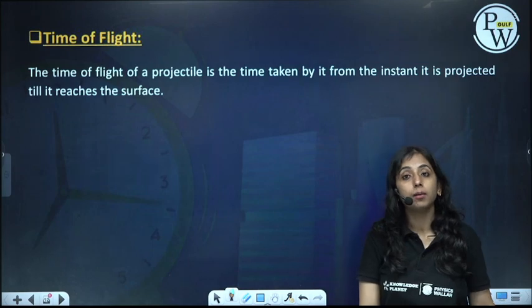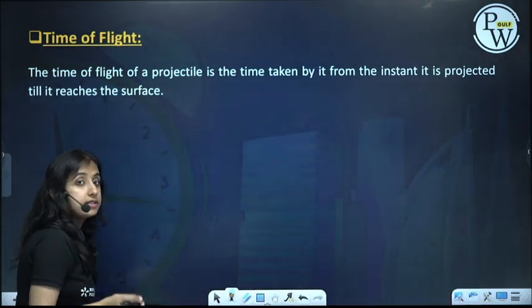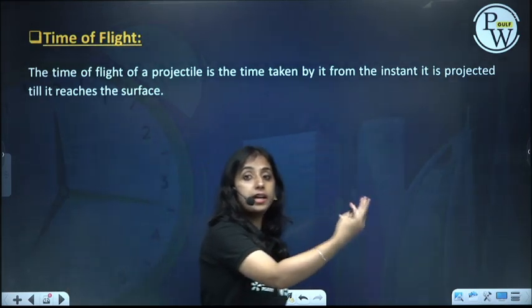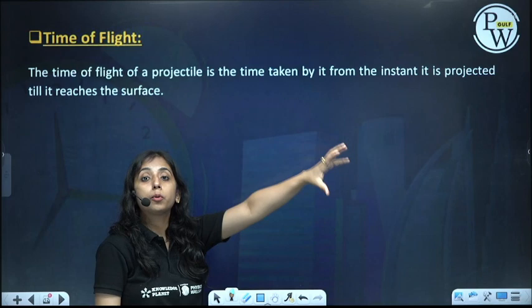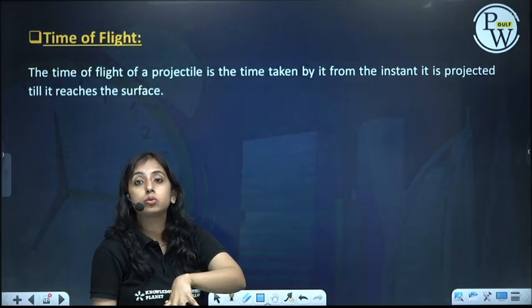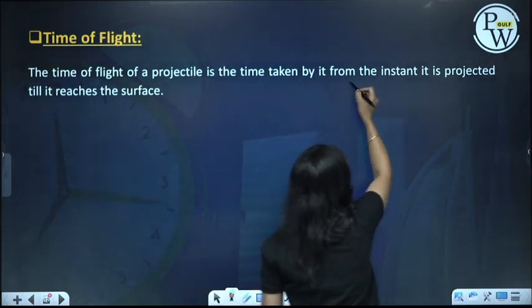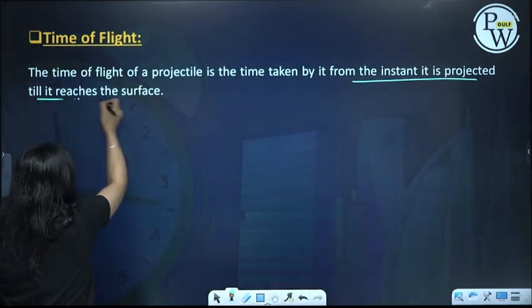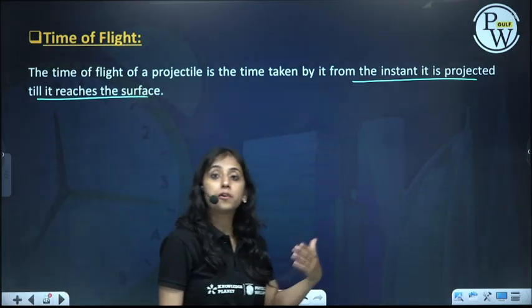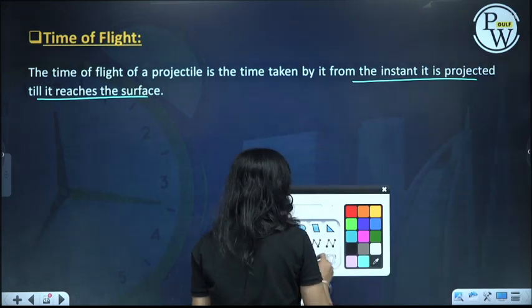Let's see the time of flight. Now what is time of flight? The time of flight is the time taken to complete the whole journey, that is from ground to ground. Total time the projectile spends in air is called the time of flight. It is the time taken from the instant it is projected to the time it reaches the surface again.